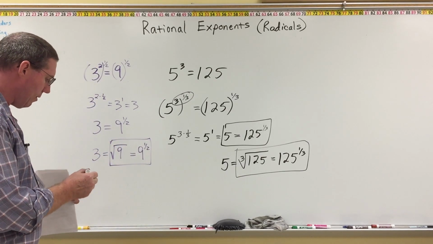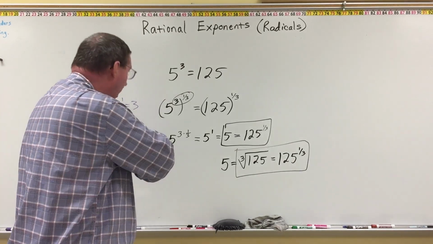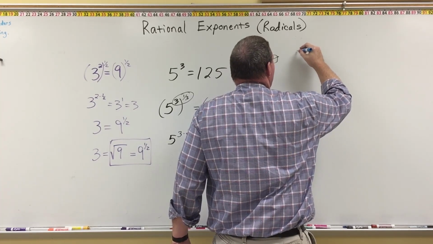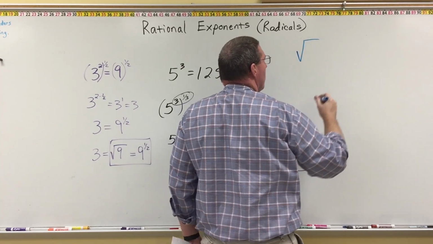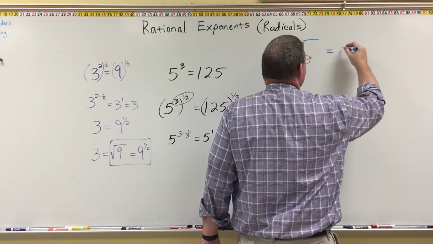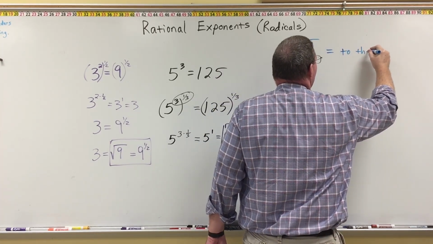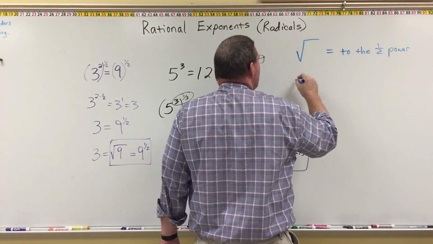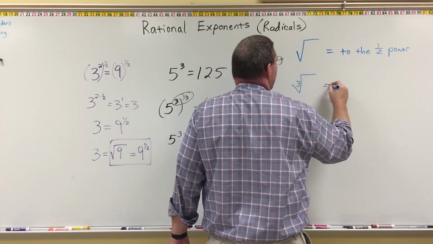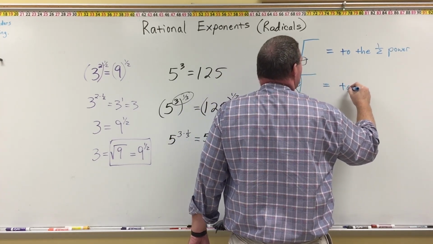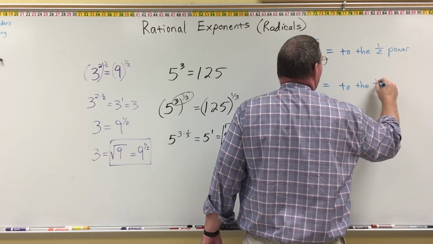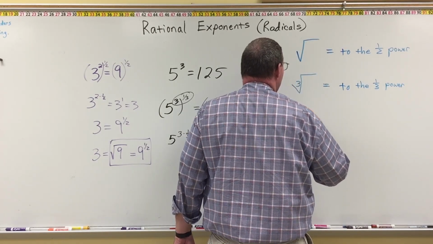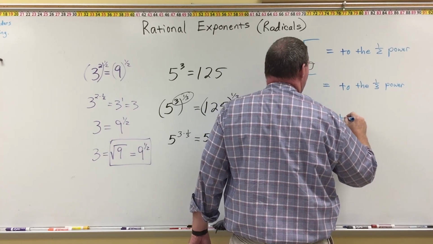And so why don't you write this down? I'm going to show you something that you can write down. Very simply, I'm just going to give you a few of them. Anytime you see square root of something, that's the same thing as to the 1/2 power. Okay? If you see the cubed root of something, that's the same thing as to the 1/3 power. If you see the 4th root of something, that's to the 1/4 power.